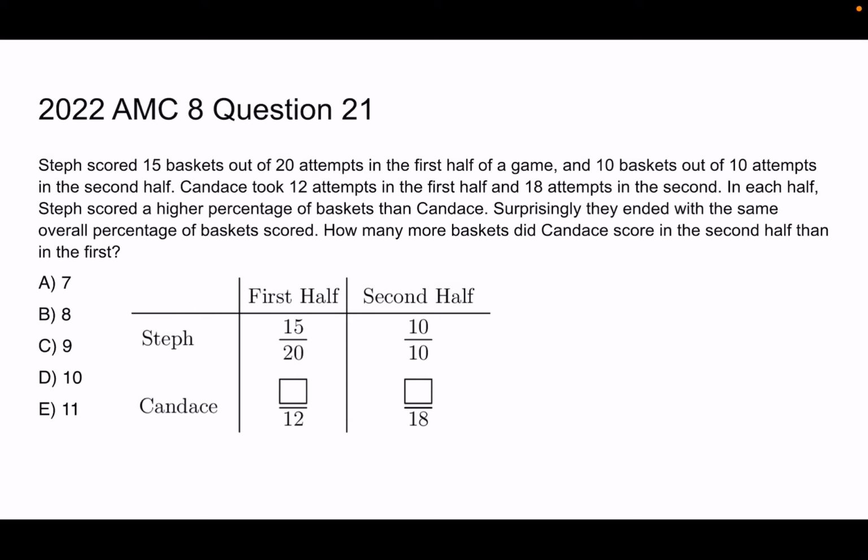Question 21. Steph scored 15 baskets out of 20 attempts in the first half of a game, and 10 baskets out of 10 attempts in the second half. Candace took 12 attempts in the first half and 18 attempts in the second. In each half, Steph scored a higher percentage of baskets than Candace. Surprisingly, they ended with the same overall percentage of baskets scored. How many more baskets did Candace score in the second half than in the first?